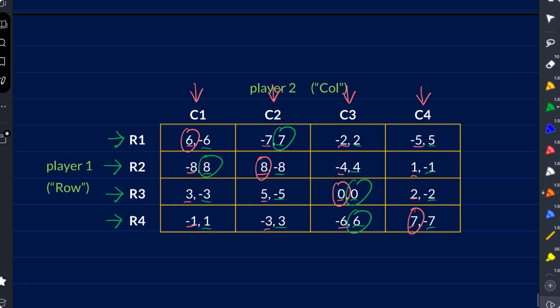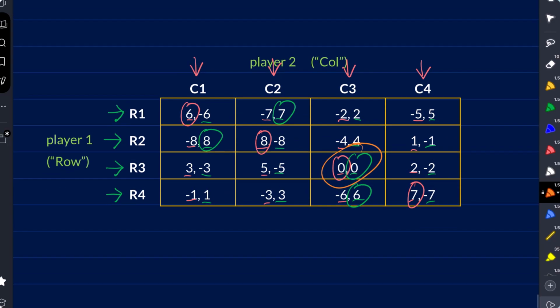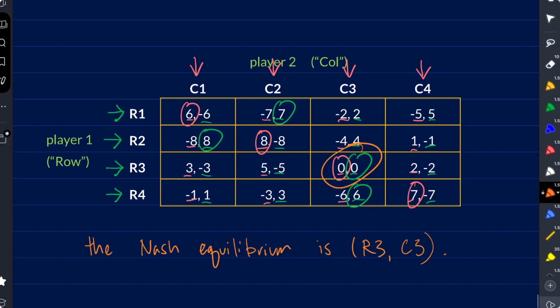Okay, and so we just have the one pair of payoffs that are circled for both players. So that means the solution is R3, C3. Okay, there we are.